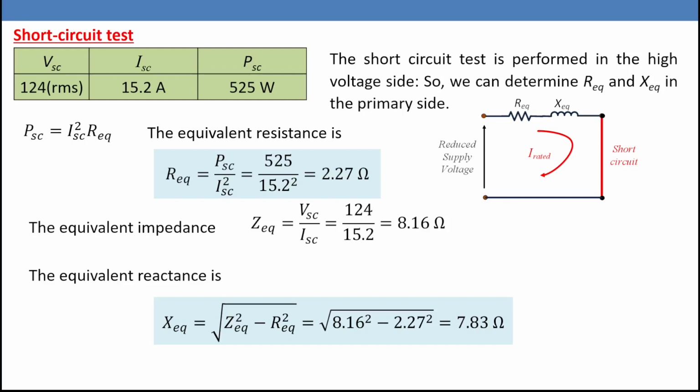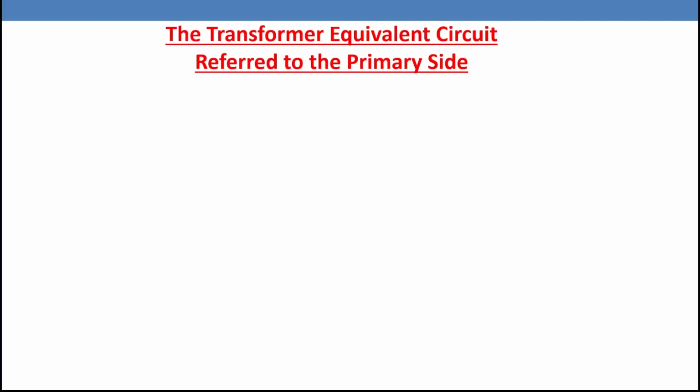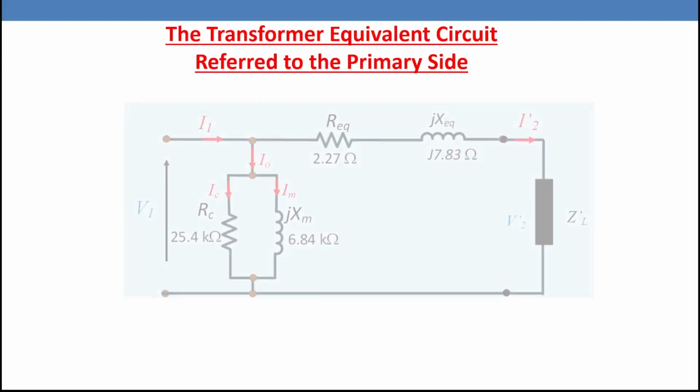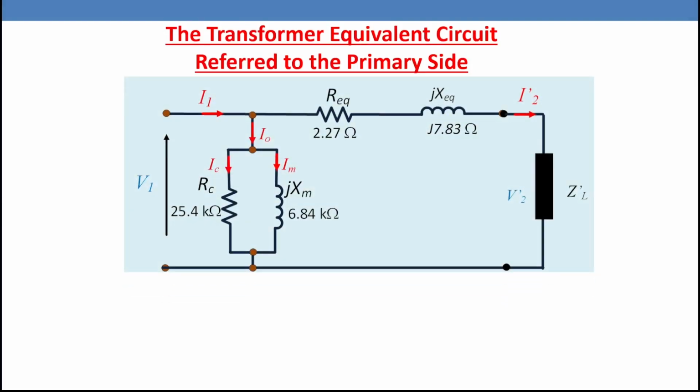Again, if you are going to use X equivalent in any equation, please don't forget to add J. Now we can have the transformer equivalent circuit referred to the primary side. We have the magnetizing branch combined with R equivalent and JX equivalent. So that one is a circuit referred to the primary. Now we can use this circuit to calculate the transformer performance.